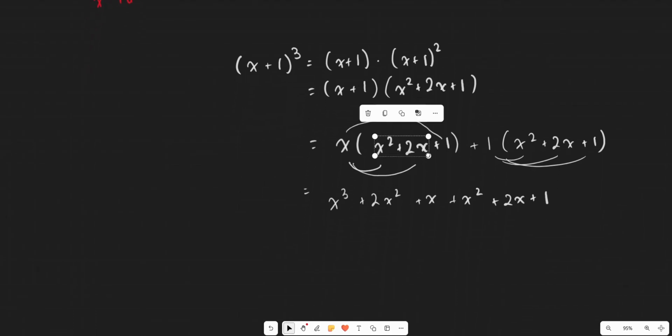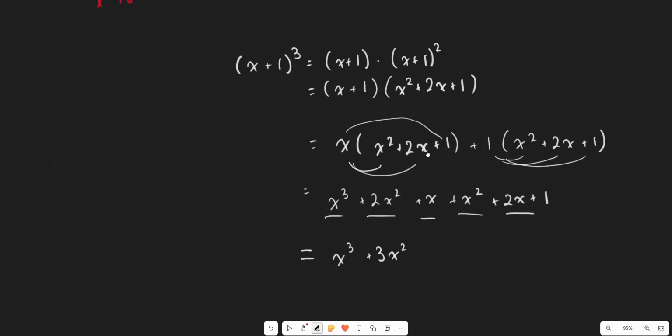Okay, and then now if we add our like terms, there's nothing to add the x cubed with, so that's gone. And then we have a 2x squared, and then another plus x squared, so 2x squared plus 1x squared is 3x squared. And then we have to add our x and our 2x, so 1x plus 2x is 3x, and then we have 1.